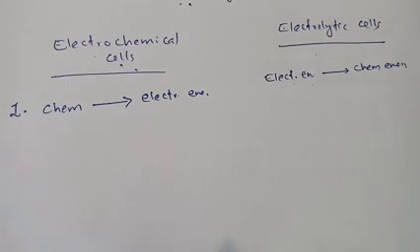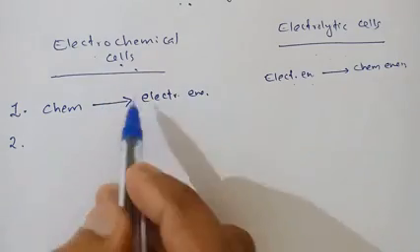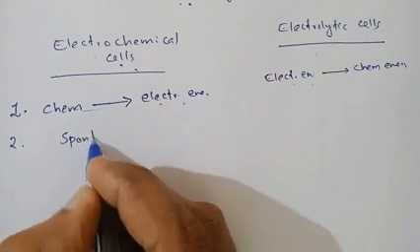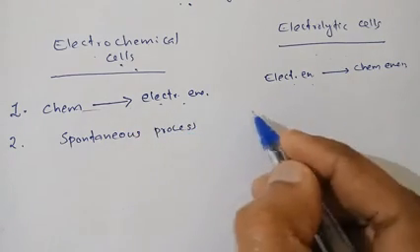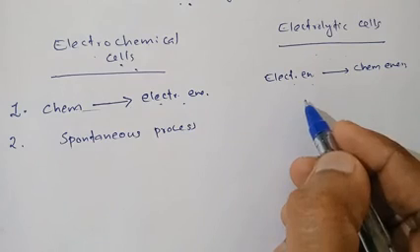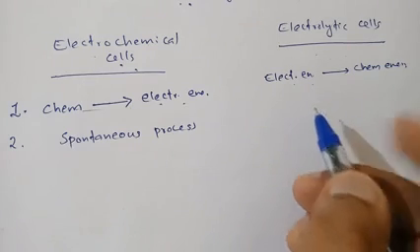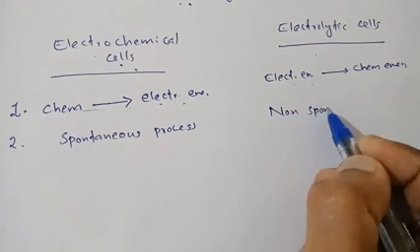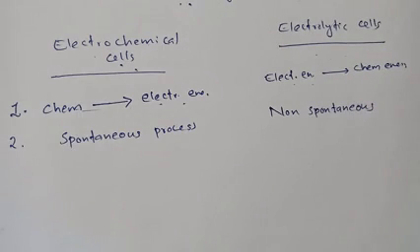And what is the second difference? The second difference is, if you connect something to the battery, it will directly give you electrical energy. That means it is an automatic process, or a spontaneous process. While in an electrolytic cell, only if we give the energy does the reaction take place. If we stop the energy, the reaction also stops. So it is non-spontaneous. So this is the second difference, spontaneous and non-spontaneous.